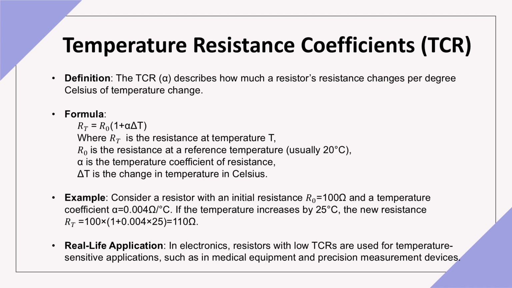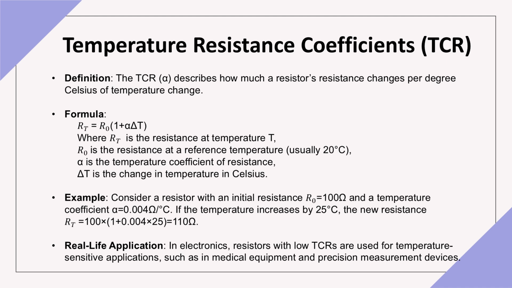The temperature coefficient of resistance, TCR formula, RT equals R naught times 1 plus alpha delta T, helps us predict these changes. Here, R naught is the initial resistance, alpha is the temperature coefficient, and delta T is the temperature change. For instance, if a 100 ohm resistor has a temperature coefficient of 0.004 per degree Celsius and experiences a 25 degree Celsius temperature rise, its new resistance would be 110 ohms.